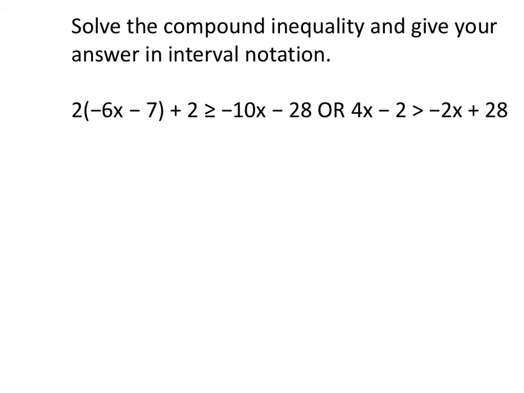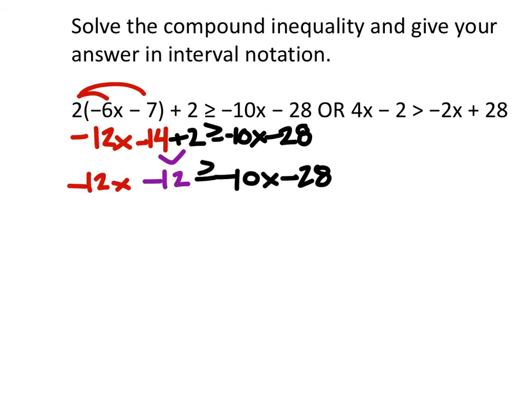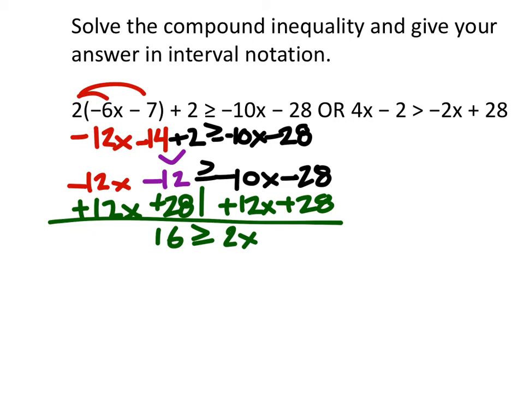Nothing new here, right? Still an or statement. Got to solve them. So first thing, I'll start with this one on the left. I'm going to distribute the 2. And then combine my like terms. Just the negative 14 and 2. And I'm going to put the x's on the right. You guys want me to put it on the left? I'm putting them on the right to make them positive, by the way. So that means I'm going to have to add 12x to both sides. And also add 28 to both sides as well. And then finally just divide by 2. So 8 is greater than or equal to x.